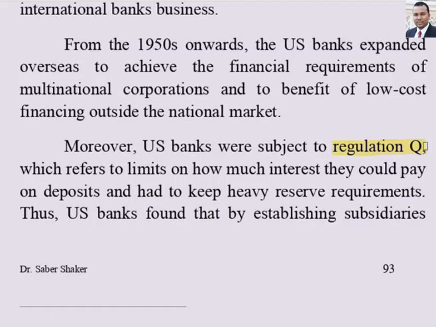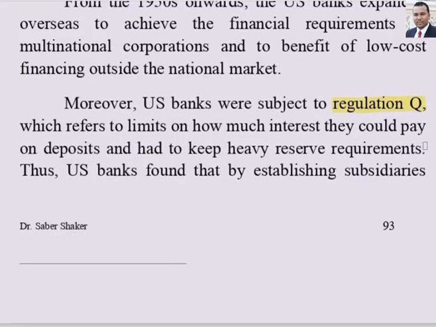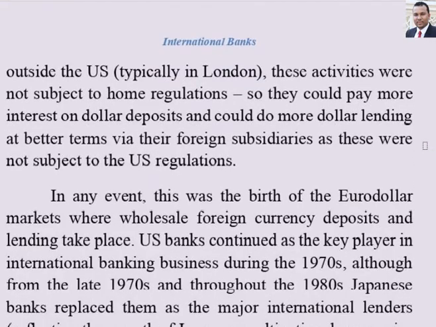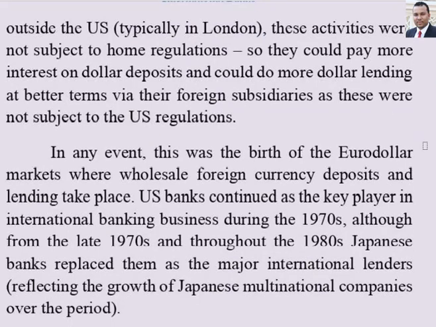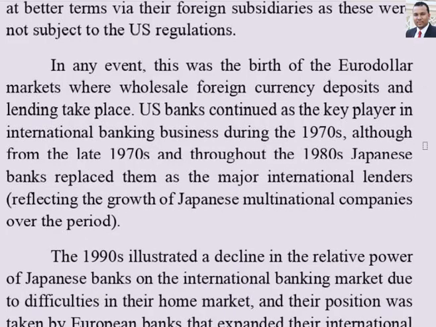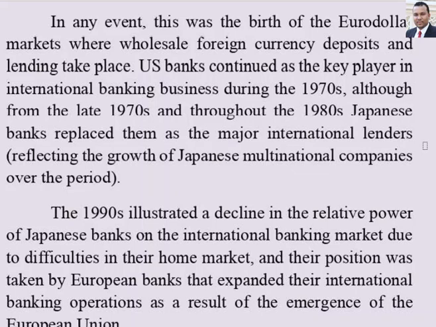So the US banks tried to establish subsidiaries and branches outside the USA, mainly in London. So in this case, based on Regulation Q, the US banks expanded abroad and provided banking services, and this is the birth of the Eurodollar. This event, the birth of the Eurodollar, means American dollars invested abroad or outside the USA. So this is the first stage in wave number two.